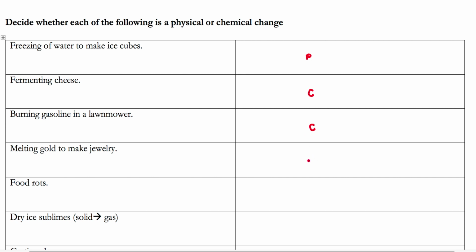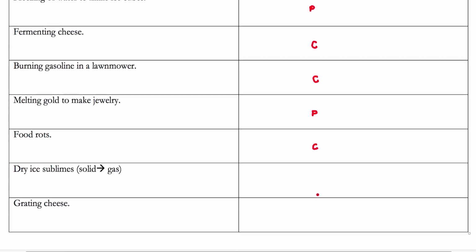If I melt gold, again, remember any state change is going to be a physical change, and I can actually get that gold back by simply allowing it to solidify. If I allow food to rot, that is allowing bacteria to eat away at the food, this is going to be a chemical change. The identity of my food has changed for sure.